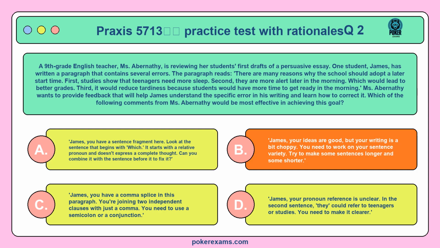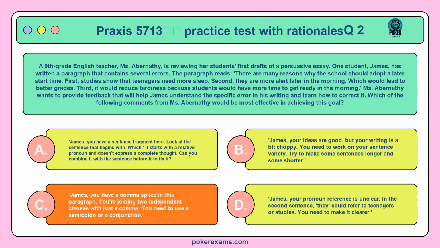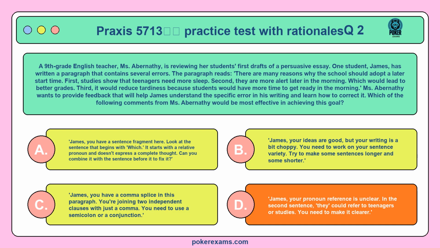B. James, your ideas are good, but your writing is a bit choppy. You need to work on your sentence variety. Try to make some sentences longer and some shorter. C. James, you have a comma splice in this paragraph. You're joining two independent clauses with just a comma. You need to use a semicolon or a conjunction. Or D. James, your pronoun reference is unclear. In the second sentence, they could refer to teenagers or studies. You need to make it clearer.